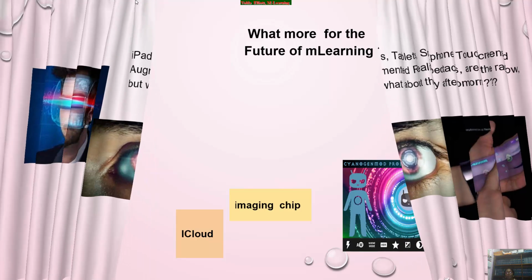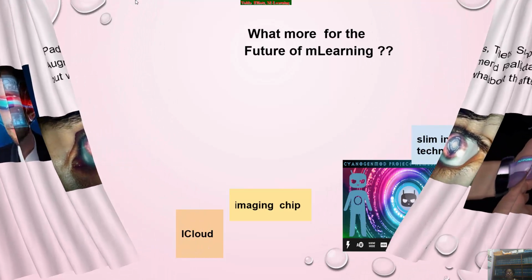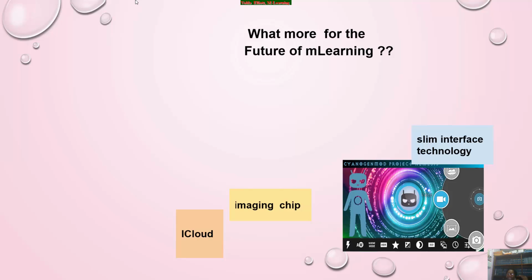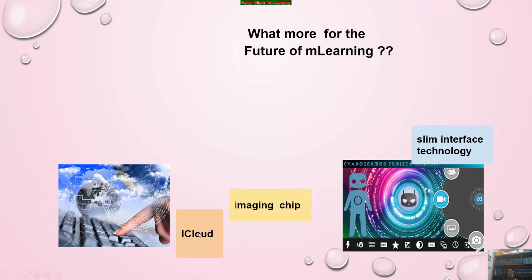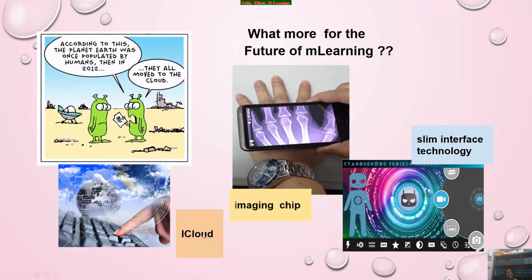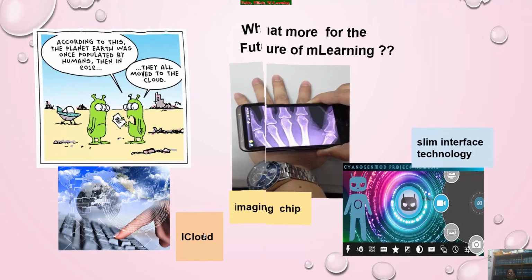Well, the future may seem bright today. Yes, it has to be, because ingenuity is creeping in more and more, where slimmer interface technology will play a greater part. Image clips, iCloud, and last but not least, according to this, planet Earth has moved the population to the clouds. Can you analyze it? Why is the cloud taking up the population that was on Earth?